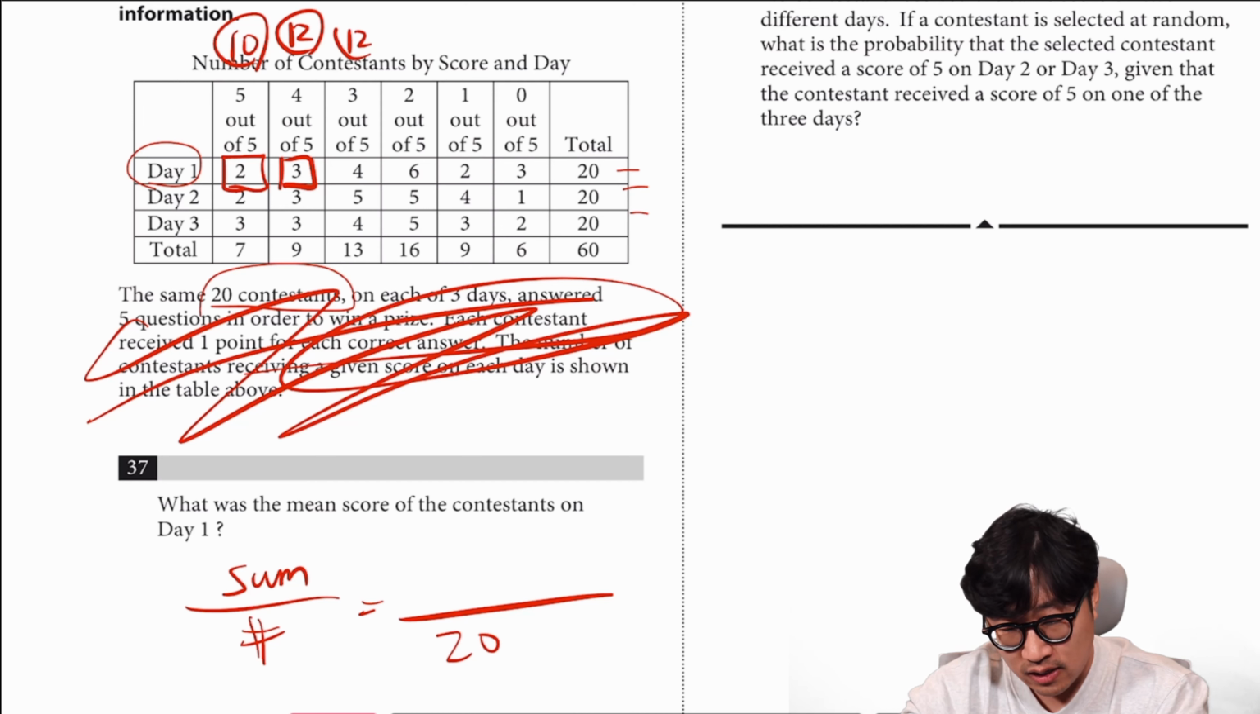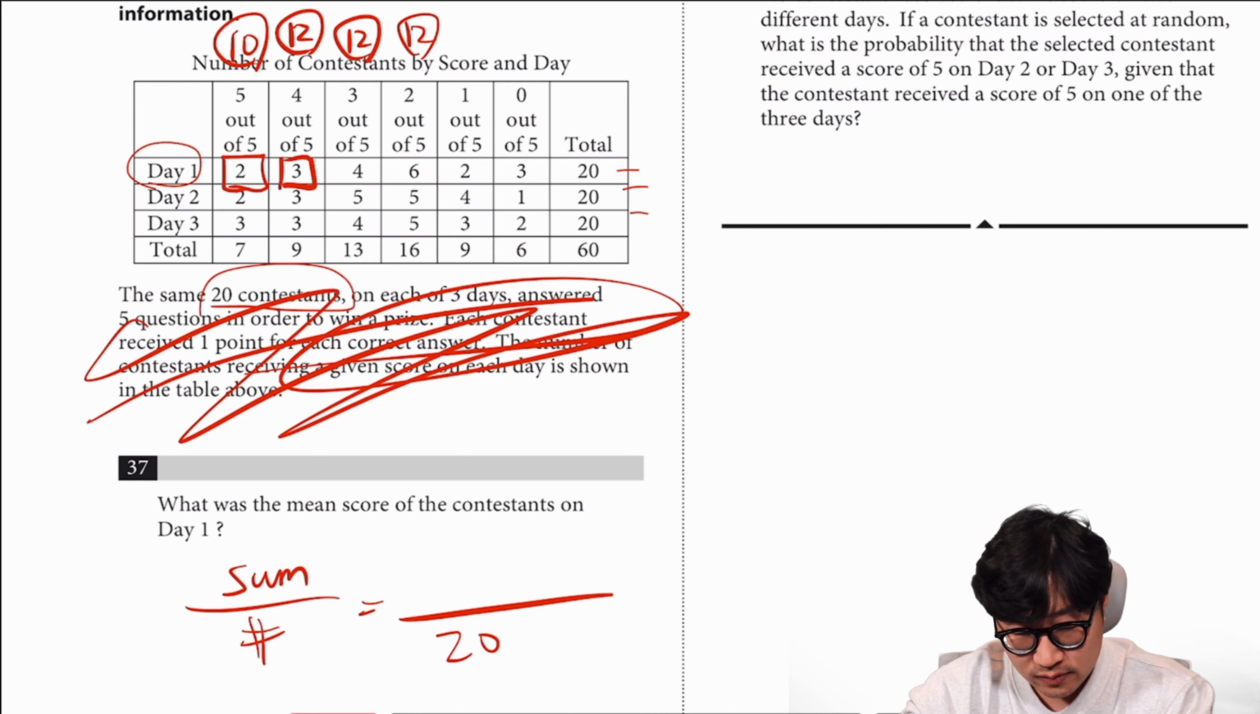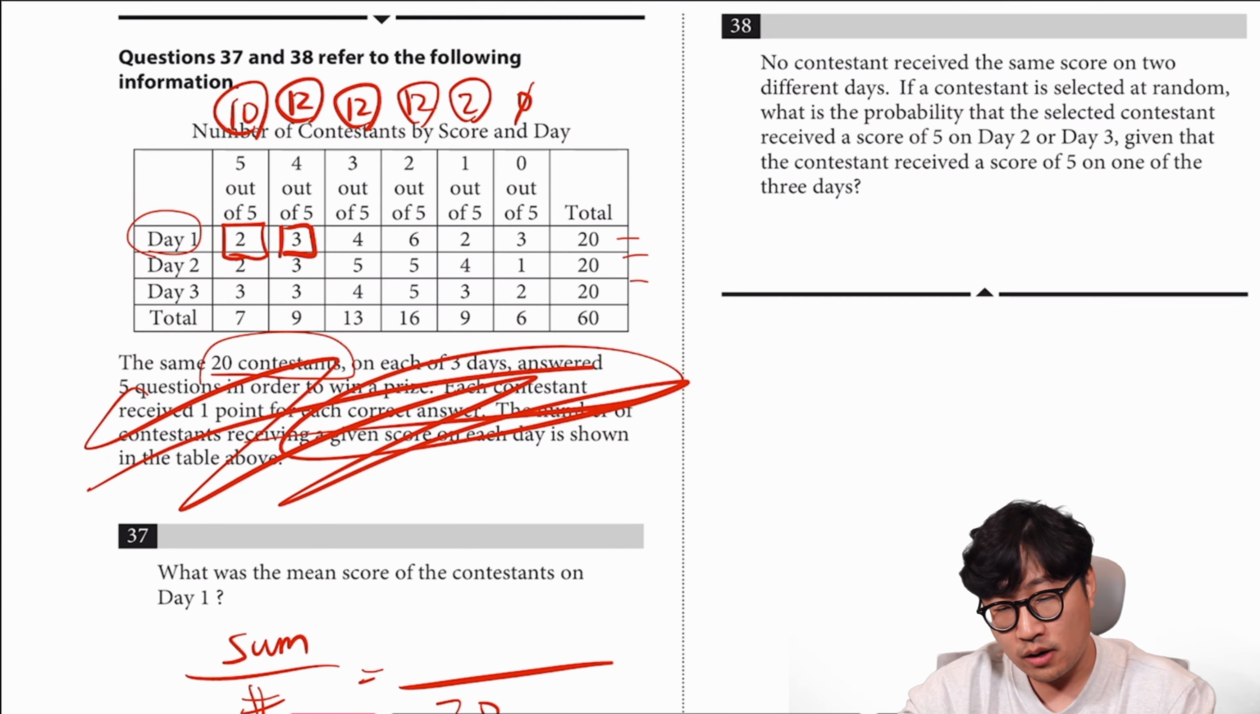Same thing. Over here is going to be 12 now. Well, over here is going to be 6 times 2. That would be 12 again. And over here is going to be 2 times 1. So it's going to be 2. And then 3 times 0. So that's just 0. Okay, go ahead and add them all.